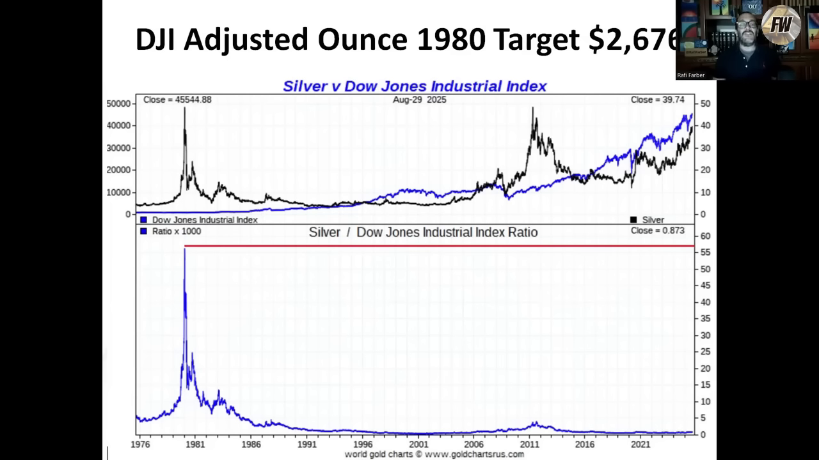The top of silver relative to the Dow Jones Industrial ratio was 57. This, of course, is the ratio times 1,000, just to give easier numbers to do math with. So if we take the ratio, multiply it by 1,000, we are at 0.873 now. We were at a high of 57 back in 1980. So if you take 57 divided by 0.873 multiplied by the current silver price of $41, you get a target of $2,676.